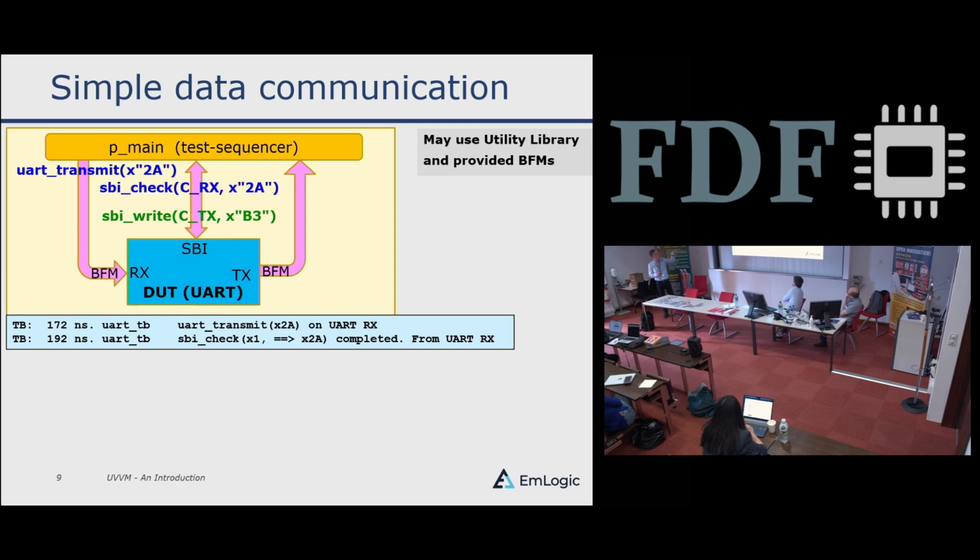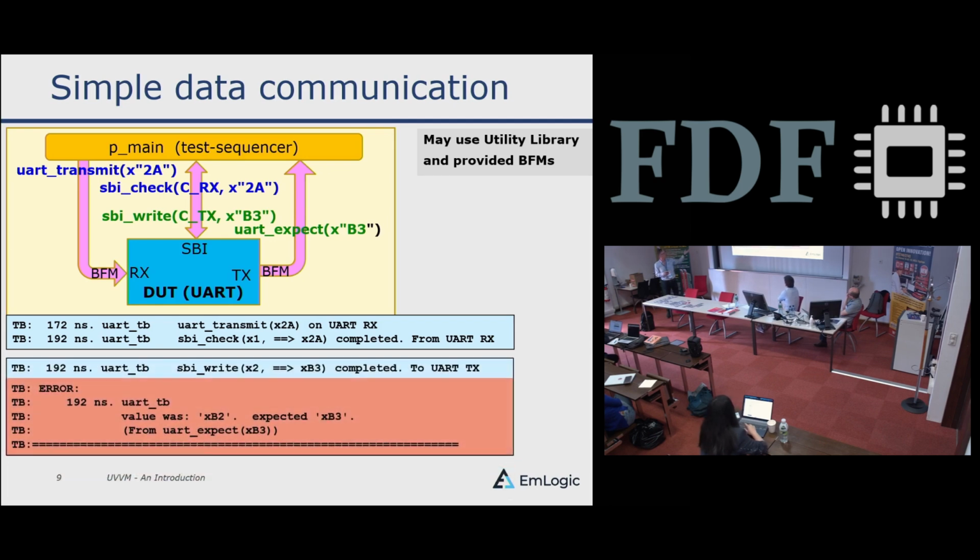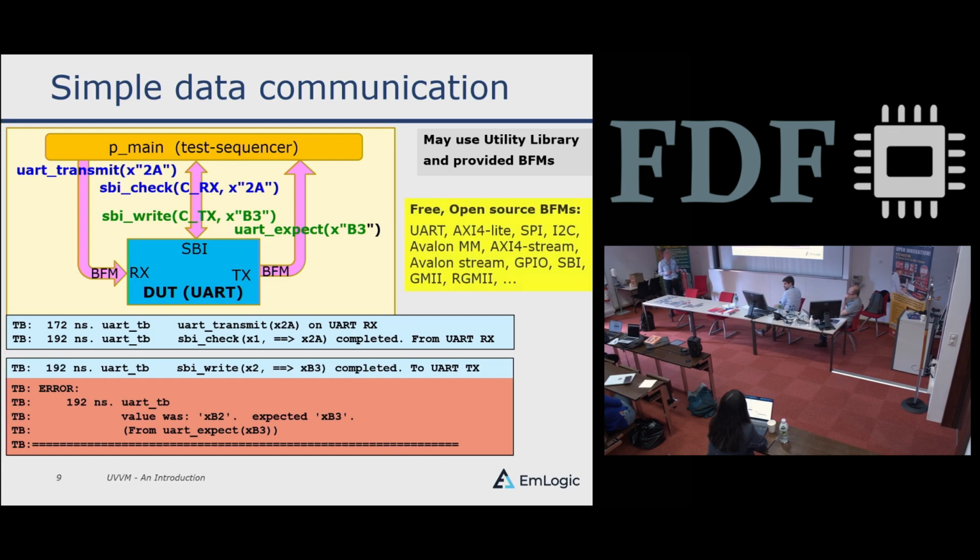Same thing you can do on the output as well. You can do an SBI write to the TX register of the UART, and then, of course, you would expect data to come out of that interface sometime later in the UART format. So if that works fine with the SBI write, you'll get a good message for that. But this is just showing what will happen if there's a mismatch on the expected data. In that case, you get a mismatch report saying that the value was so-and-so, whereas we expected so-and-so. And it also gives you the message that you provided yourself into this command.